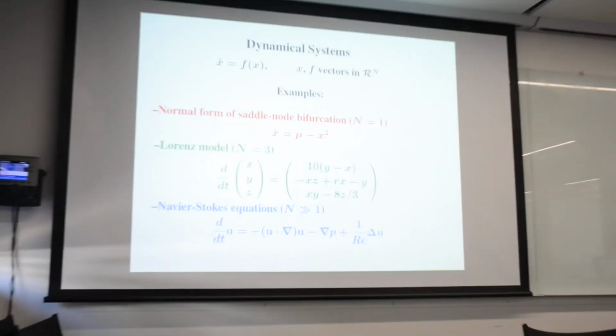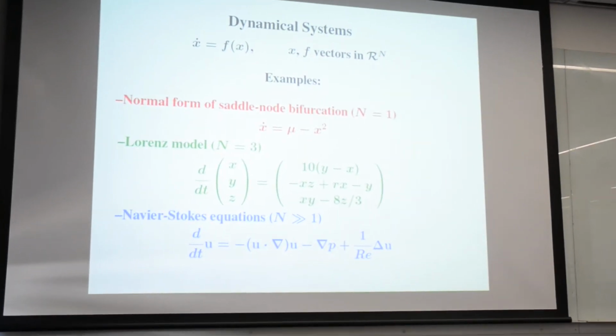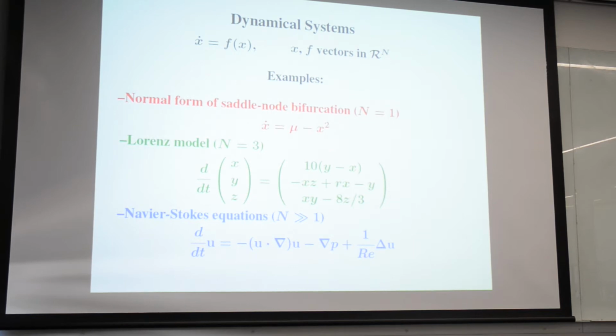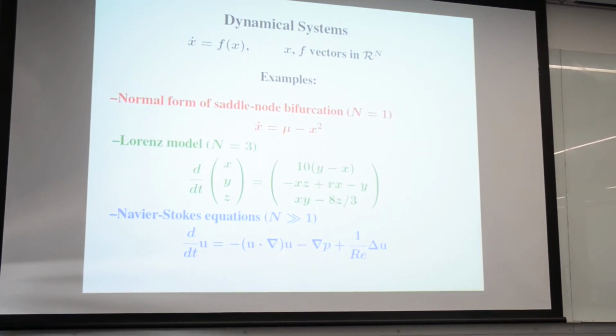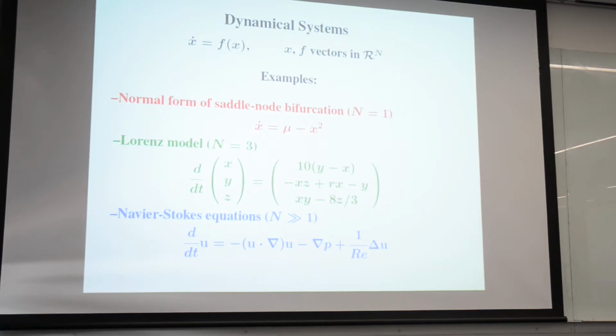Okay, so here, to concentrate the mind, are some examples from simple to less simple. In one dimension, you could write x dot equals mu minus x squared. That's pretty much the simplest dynamical system you can write. And that happens to be the normal form of the saddle node bifurcation, and we'll talk about that in a moment. And I wrote n equals 1, meaning that this object x dot equals f of x, since we're in a math department, x can be a general vector in R^n. So this is n equals 1.